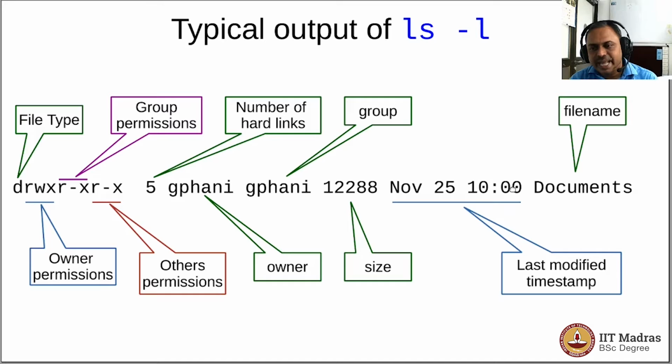And then comes the timestamp. So when was the last time this directory was modified? That is given as a timestamp. And in case the year is different, the year also would be appearing here.